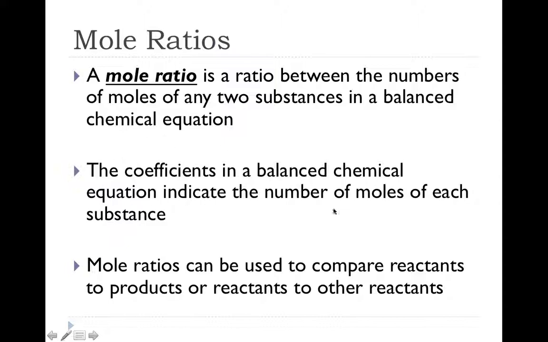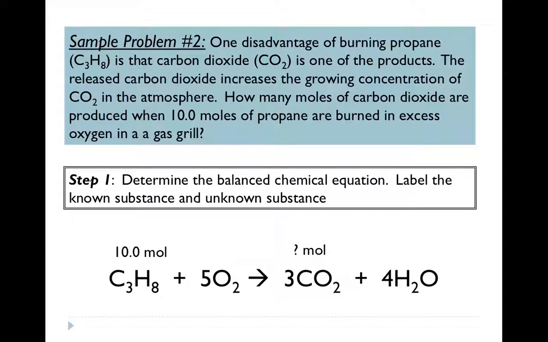The coefficients tell us the number of moles of each. That is why you have to start with a balanced equation. Because if those coefficients aren't balanced, if they're not right, then your mole ratio is wrong and then your whole problem is wrong. We're going to use those mole ratios within the factor label method, within the tic-tac-toe board, to compare reactants and products. So let's do a full stoich problem.